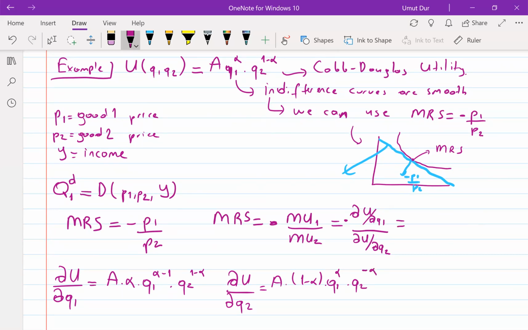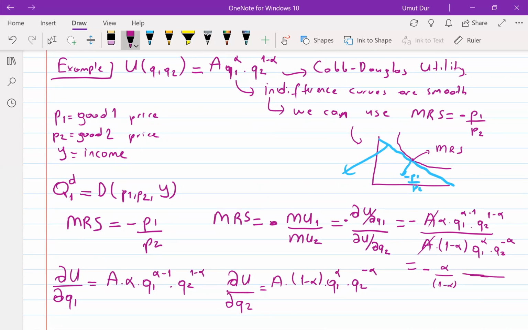So if I plug in those values here, I have a negative sign here, alpha q1 to the alpha minus 1, q2 to the 1 minus alpha, over 1 minus alpha q1 to the alpha times q2 to the minus alpha. Okay, so if we do the math here, we can cancel out these terms. So we have a negative sign here, alpha over 1 minus alpha.